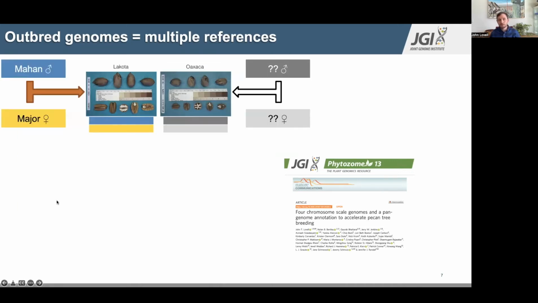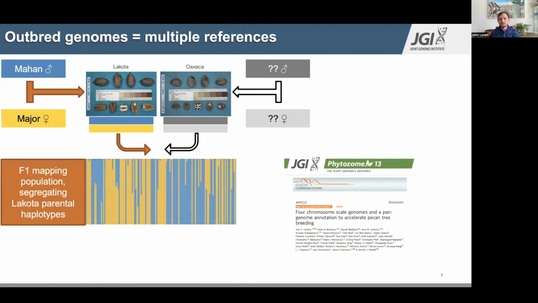Lakota is a cultivar grown in the south of the US and is derived from an F1 hybrid between two parents, Mahan and Major, which will be coded as blue and yellow for this talk. And in pecan, like many long-lived perennial species, a lot of the genetic mapping is done in the F1 population. This is because it takes 20 years to be able to get seeds, so you better be able to do it in 1 or 2 generations. RILs and advanced intercrosses are just completely off the table.